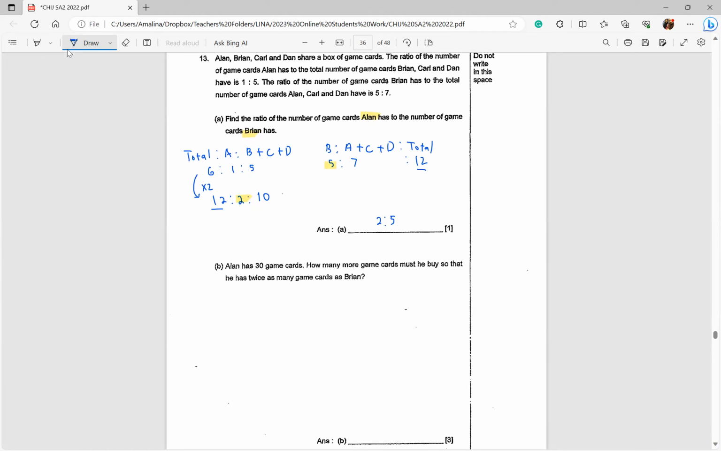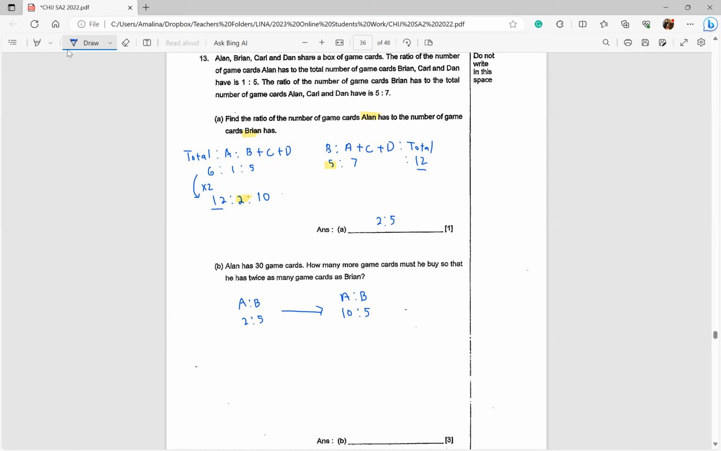Okay, now for part B, Alan has 30 game cards. How many more game cards must he buy so that he has twice as many game cards as Brian? Okay, so let's record again. Alan to Brian, the ratio is 2:5. So you want your Alan to have twice as many game cards as Brian. So twice of Brian means that Alan becomes 10. Brian still remains as 5. Twice of 5 means you get 10 for Alan.